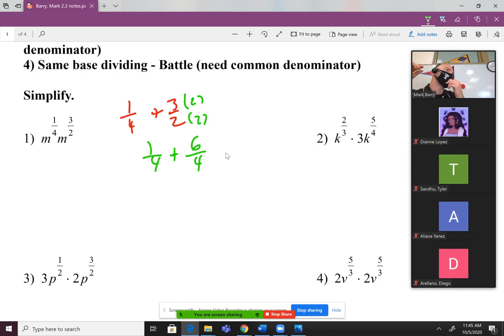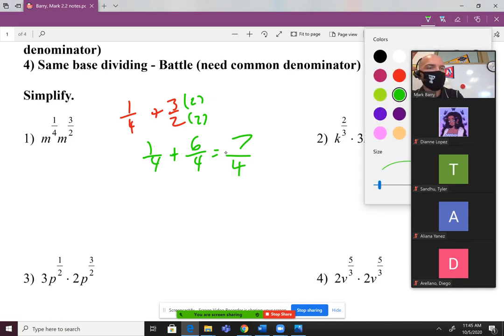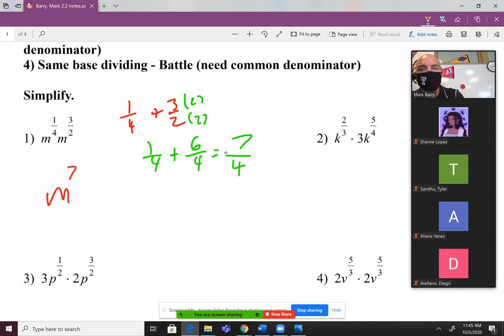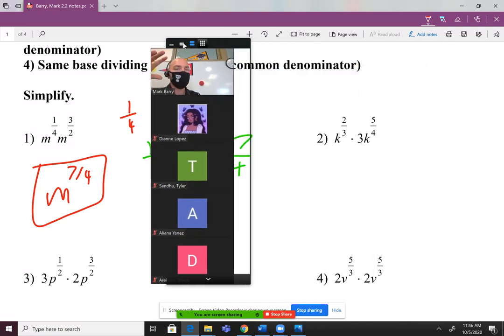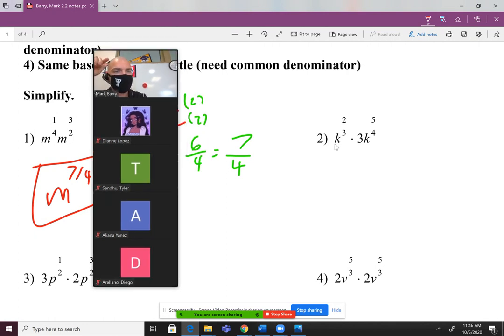Now that I have the common denominator, we add together the numerators, and then the denominator stays the same. Okay? The common denominator never changes. Now our answer here is not really 7/4. Our answer is actually m to the power of 7/4. The calculation we did there is just telling us what our new exponent is going to be. So the 7/4 on its own is not our answer. It's m to the power of 7/4, okay?